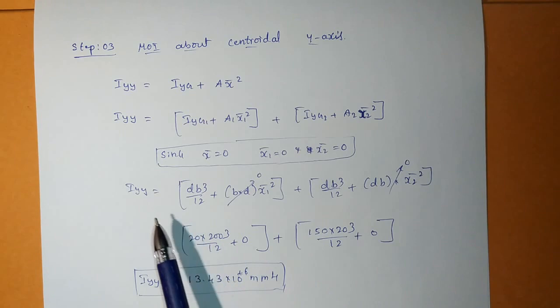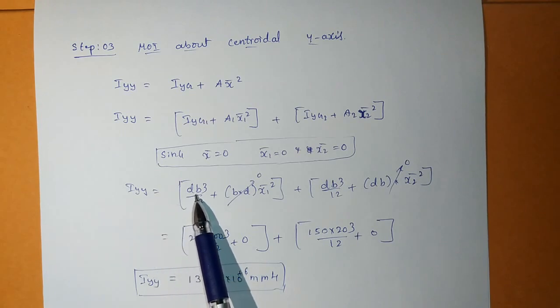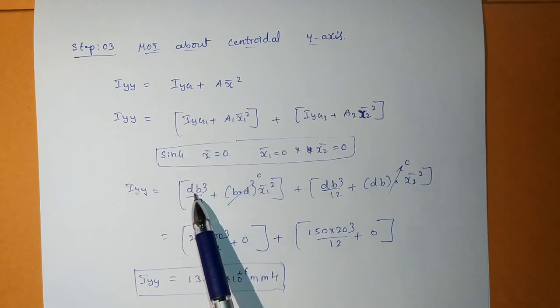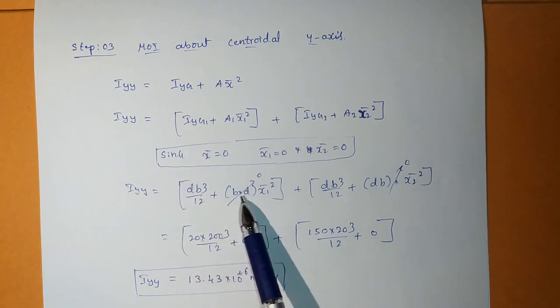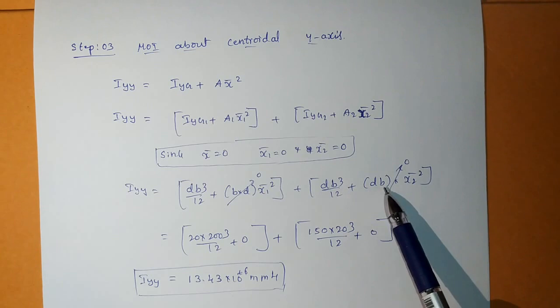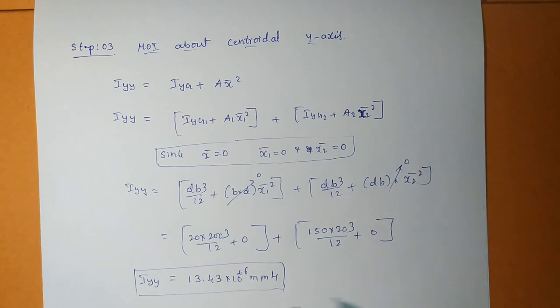Now, moment of inertia about the centroidal y-axis. D into B cube by 12 plus this part will become 0. Similarly, D into B cube by 12 plus the second part will become 0. Substituting, we get 20 into 200 cube by 12 plus 0, plus 150 into 20 cube by 12 plus 0. This is the moment of inertia about the centroidal y-axis, 13.43 into 10 power 6 millimeter to the power of 4. That's it.